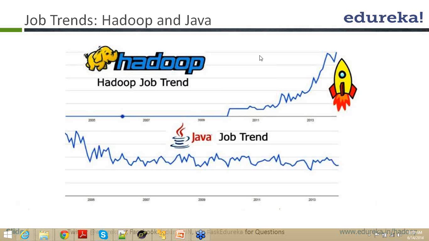So people are now realizing it. Of course, this trend is growing up. Whereas when you talk about the Java job trend, this is kind of constant. Java at some point must have seen that kind of exponential rise, but right now it is more or less a constant market, wherein there is enough good demand and supply.